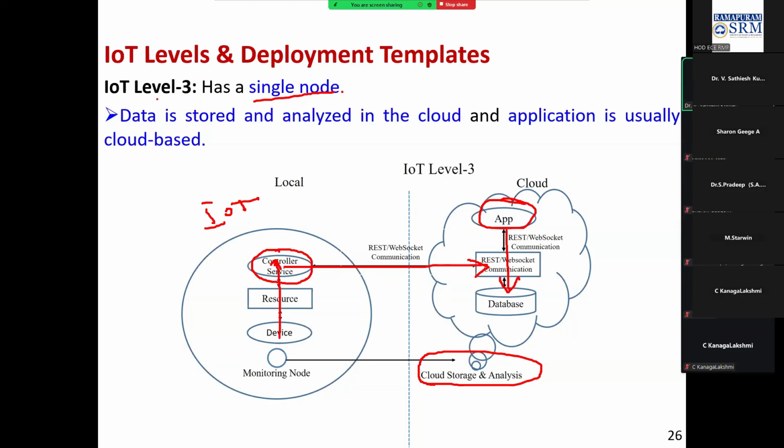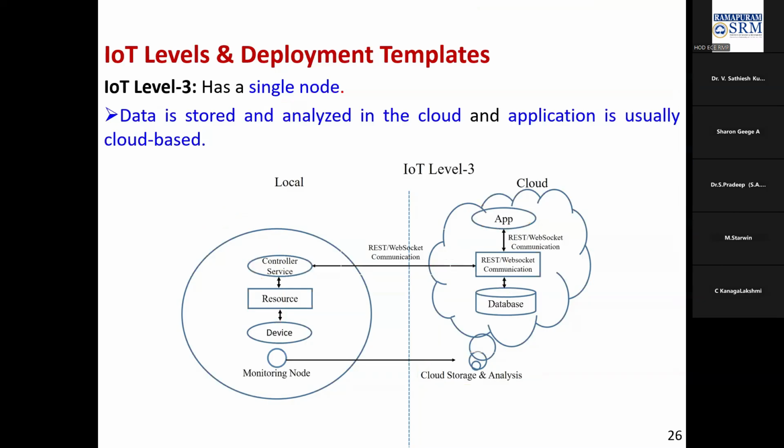In IoT level 3, we have a single IoT device which is going to acquire the data and actuate, but the processing is going to happen on the cloud side. Storage is also going to happen on the cloud side, and the application is going to access the data from the cloud side. So that is a level 3 IoT device.